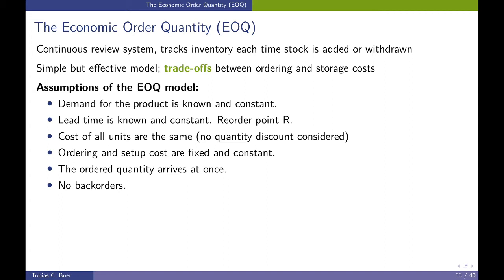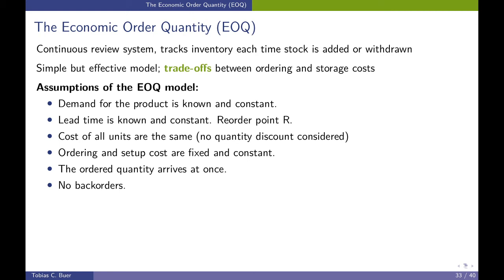Here the costs of all the units are the same. That means the price we have to pay for our unit does not depend on the quantity we order. So it doesn't matter if we, for example, order 10 items, 100 items, or 1000 items, we always have to pay the same price. There's no quantity discount here. The ordering costs and the setup costs are fixed. Sometimes we call the ordering costs also setup costs. It's just a different word here.